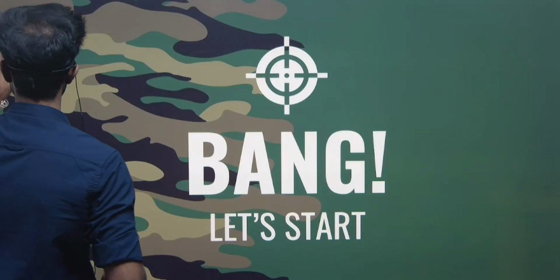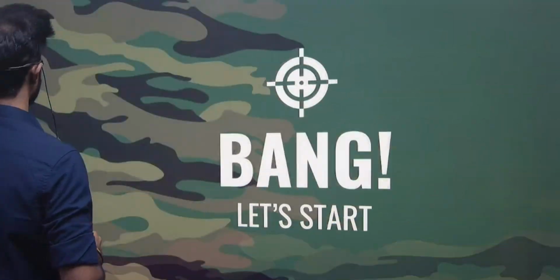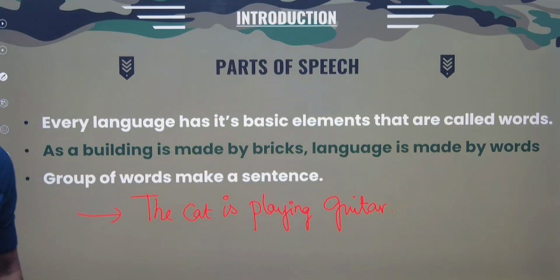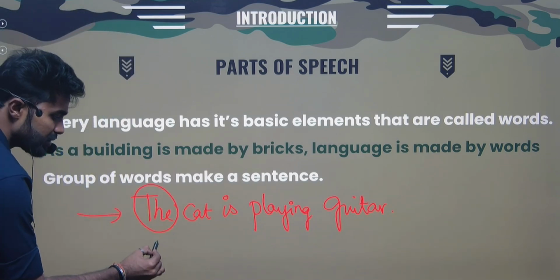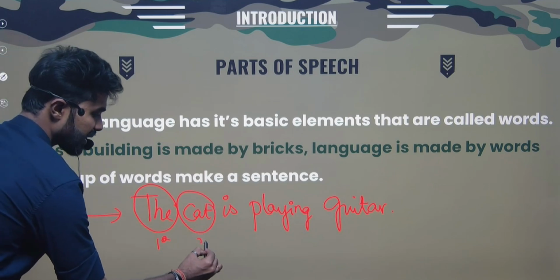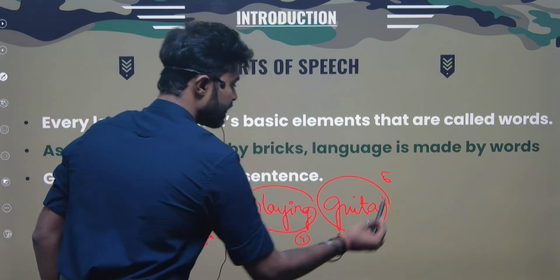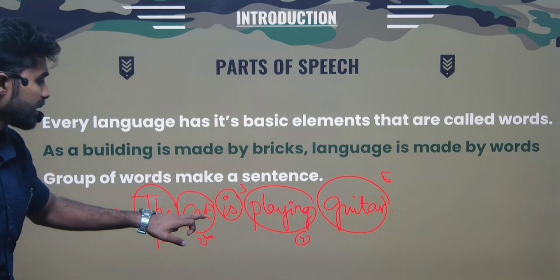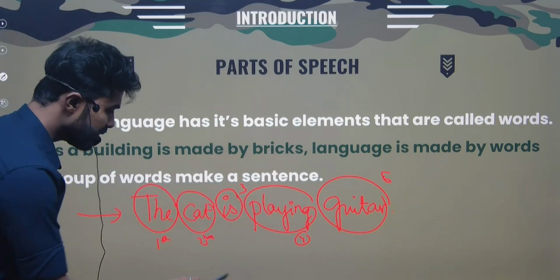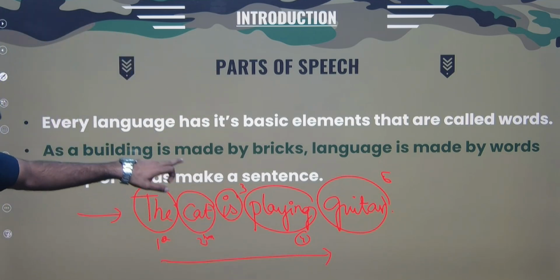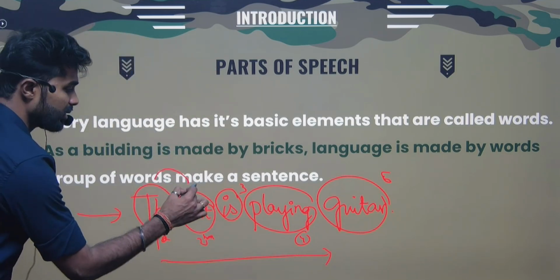Let's start class. Before that, I would like to give you some clarity. Take this sentence: the cat is playing guitar. Why is "the" used first, secondly "cat", third "is", fourth "playing", and fifth "guitar"? Why not "guitar, cat, the, is, playing"? Why do we have to follow an order, right? Why don't I put "cat" here and then replace "the" here, right?